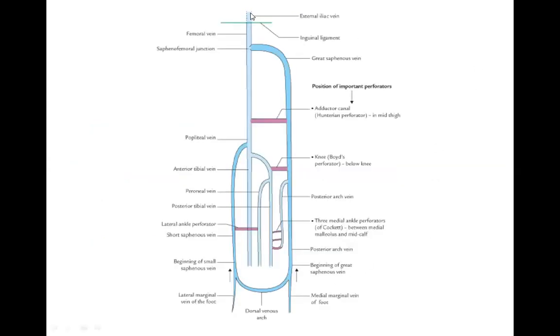In this diagram, you can nicely appreciate the superficial veins, deep veins, and the perforators. Superficial veins: this is the dorsal venous arch, here is the long saphenous vein, and here is the small saphenous vein. Deep veins are the femoral vein, popliteal vein, posterior tibial vein, peroneal vein. And these violet colored ones are the perforators, which connect the superficial vein with the deep vein.